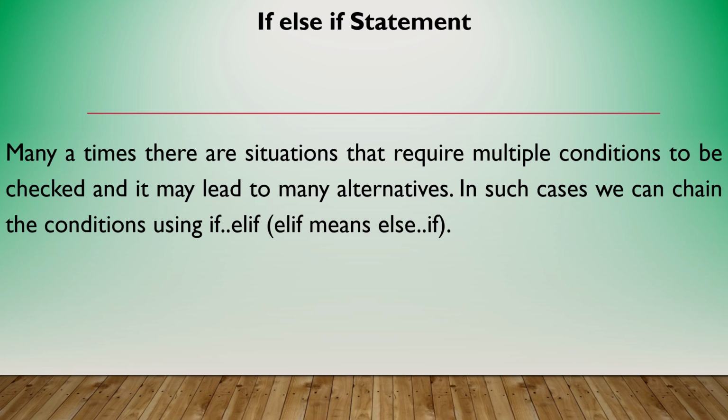Many times there might be situations that require multiple conditions to be checked, and it may lead to many alternatives. It means based upon the condition, it may execute any of the alternatives. Many alternatives will be there. Based upon the condition, it will select which alternative has to be executed. In those cases, we'll be using a chain of conditions using a statement that is called an if-else-if. If-else-if means else-if statement. It is used when multiple conditions have to be checked, when we have many alternatives. In that case, we are going to use else-if.